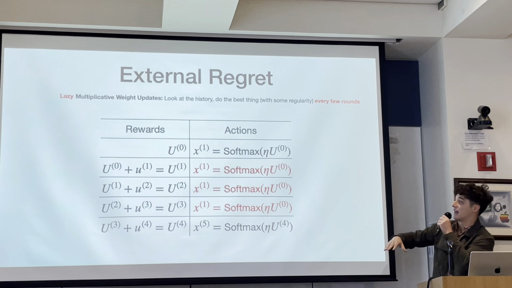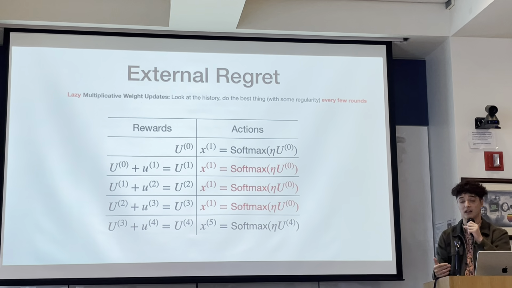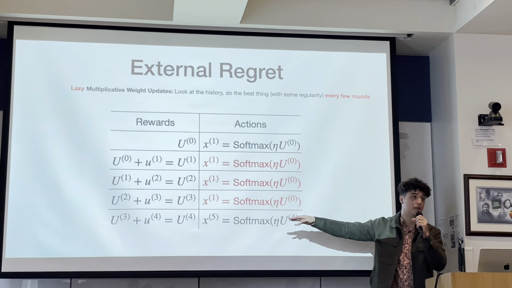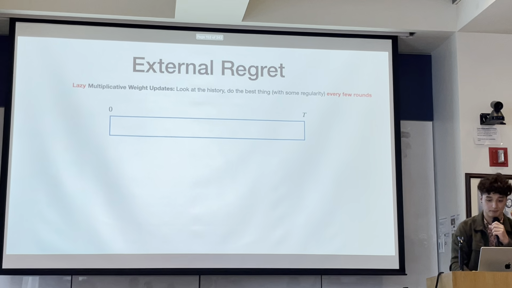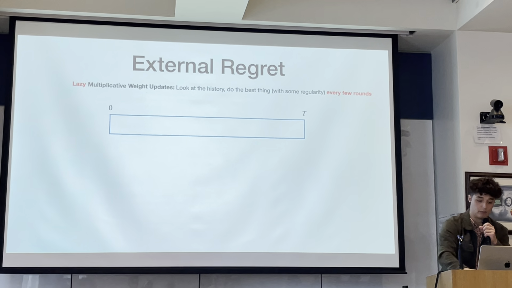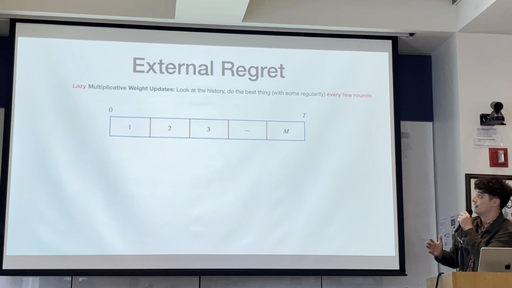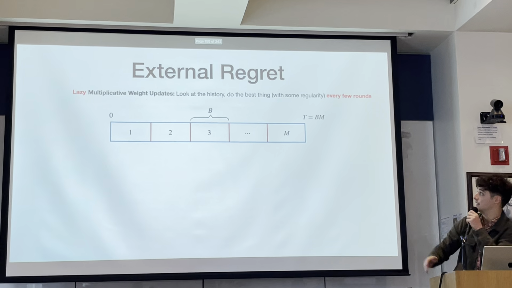And now, after this block of rounds where I played the same exact action over and over, I'm finally going to look at the new cumulative reward and play according to that. So what does that look like? We have some interval of time from 0 to t. We're going to break it up into m blocks, maybe each block is of length b, so t equals b times m.